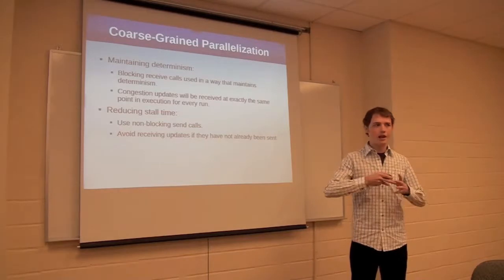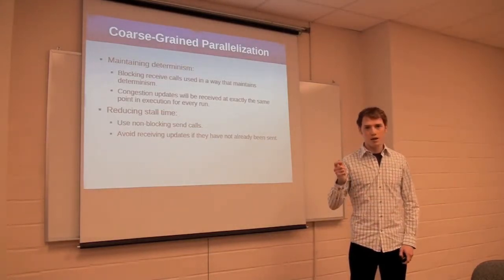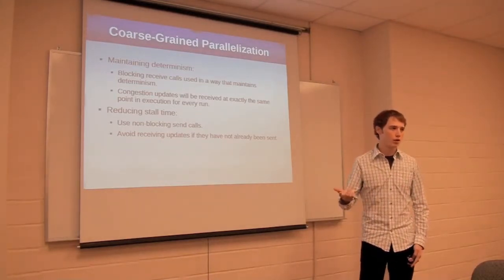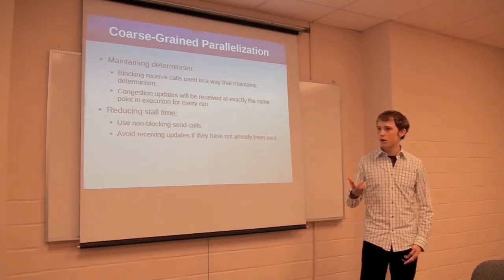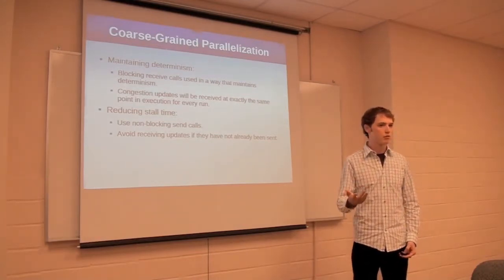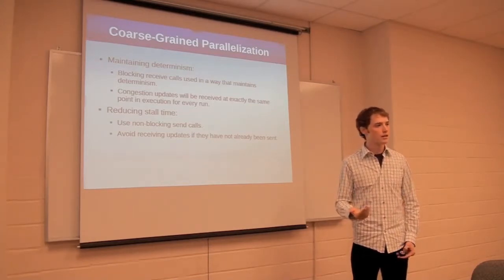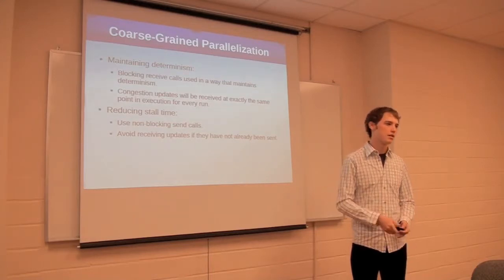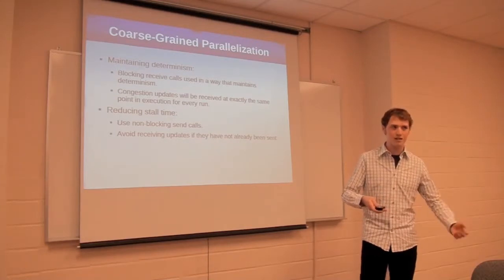So the key then to getting a good speedup is to try and reduce that stall time. And the way we can do that is, first of all, the send messages can be non-blocking, which doesn't affect determinism. And the next is that we want to avoid receiving updates if we don't think that the updates have been sent yet. So we're going to do that by trying to estimate when the messages are going to be sent by the other processor and only trying to receive the updates after we think that they've been sent.